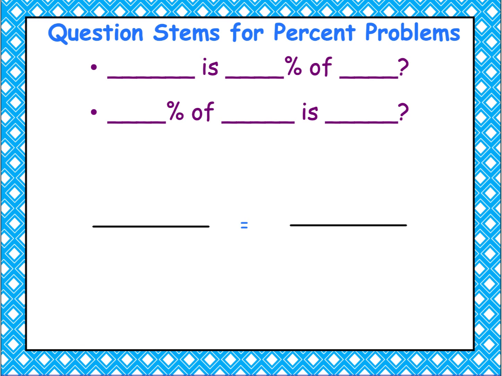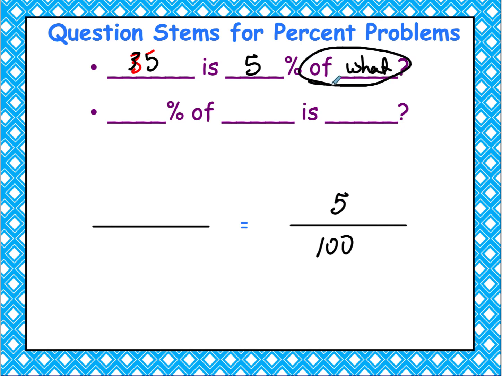So let's go ahead and do one example. Okay, so I know 100 goes here. I'm given the percentage, which is 5, so that's going to go over 100. I'm taking the percentage of something I don't know. So of goes in the bottom, which means I need a variable. And is 35 means if I take 5%, I'll get 35. So now I have it set up and ready to solve.